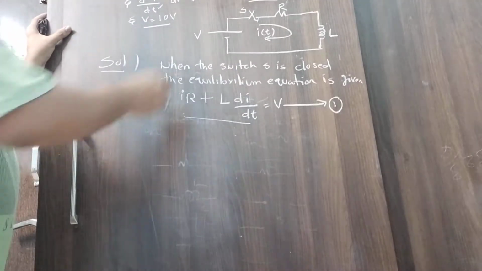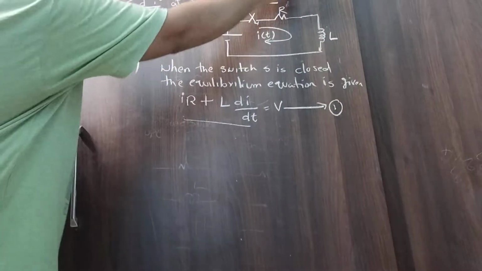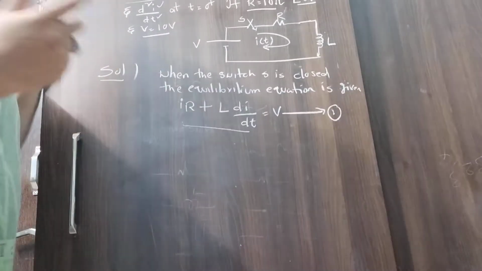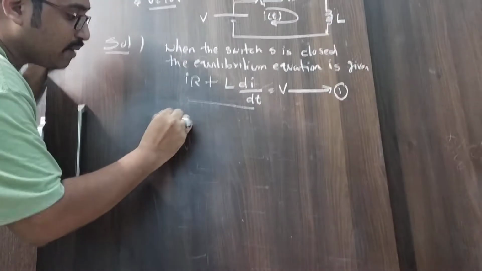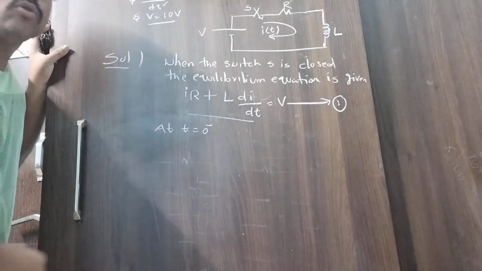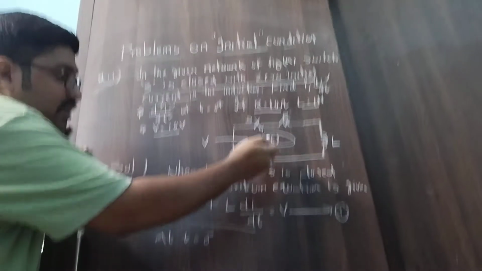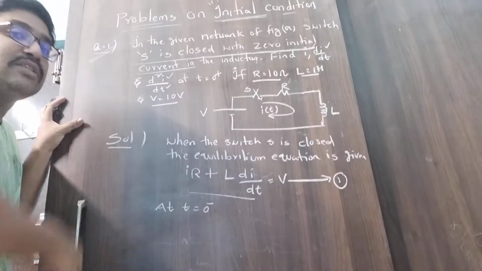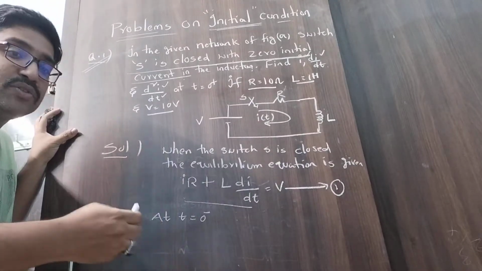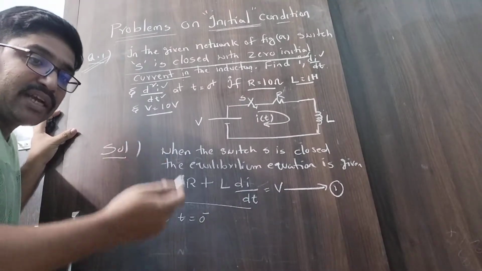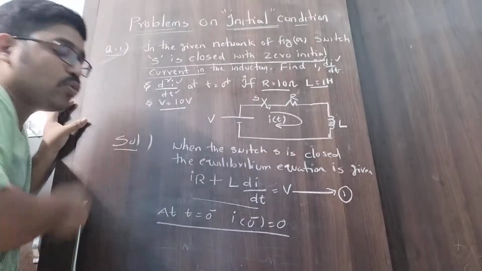Now what we need to do: when the switch S is closed with zero initial current in the inductor, no current flows in the inductor. You know very well at t is equal to 0 minus, when the switch is closed at t is equal to 0, what is the condition at t is equal to 0 minus? The condition is I of 0 minus is equal to 0.